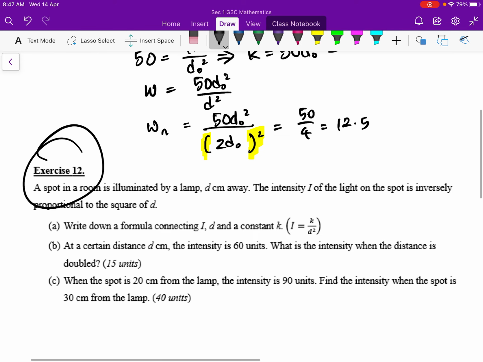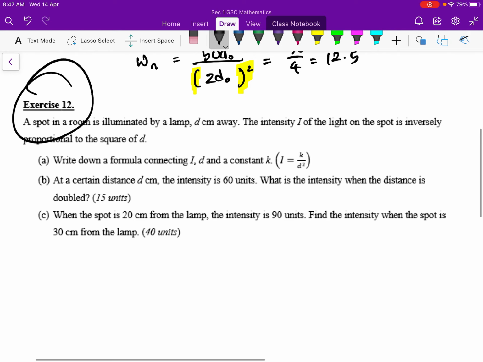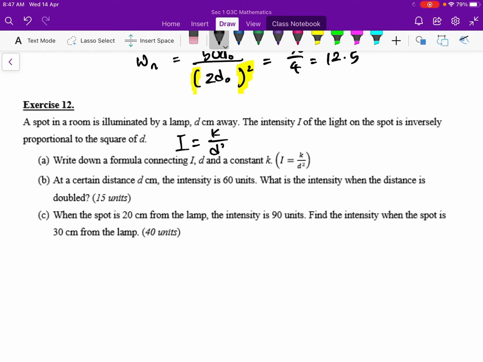Next one. A spot in a room is illuminated by a lamp. So it turns out the illumination, the brightness of a lamp depends on the distance you are from it. The nearer you are, the brighter it is. The further you are, the dimmer it is. So the intensity of the light is inversely proportional to the square of the distance. So I equals k over d squared.